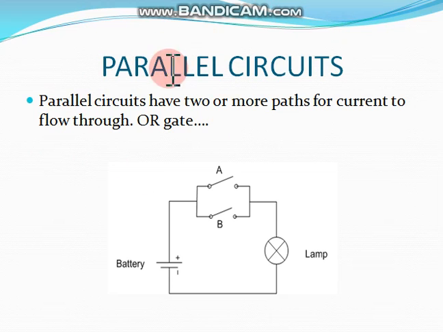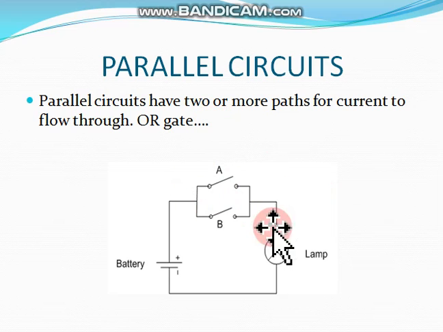When you think about it, think of the OR gate. With the parallel circuit, it has two or more paths for current to flow through. So with a parallel circuit, it's actually easier because it has more than one path where current can flow. So even if one switch is open, power can still go through and use another path.